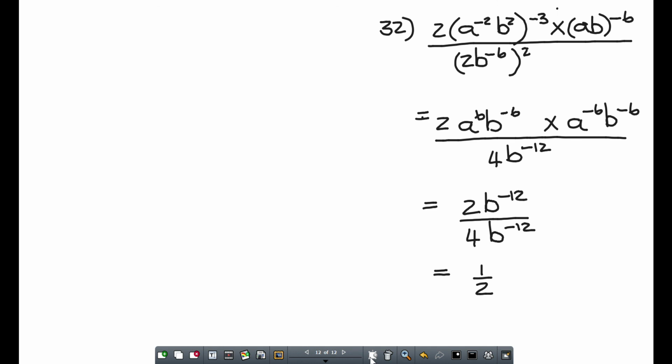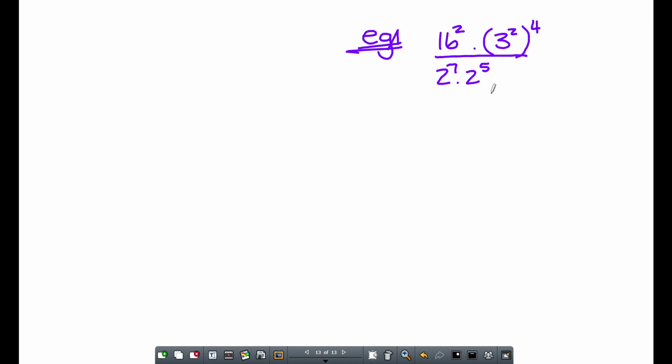Like those ones that you got in that project as well. Right, so example 1. Ek gee vir jou 16 kwadraat maal 3 tot die mag 2 tot die mag 4 over 2 to the power of 7, 2 to the power of 5, 81. Good. So, and the instructions here basically just say simplify, né?